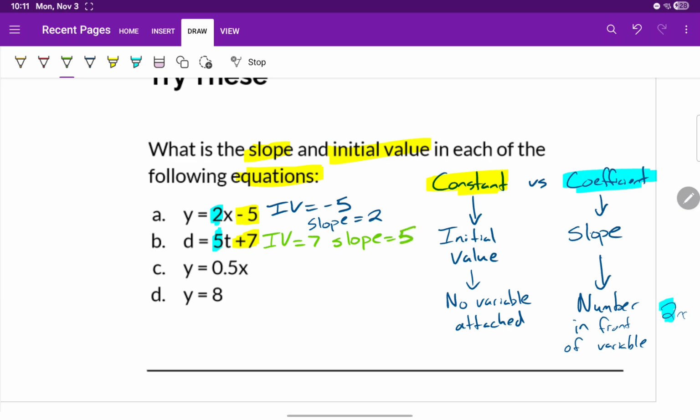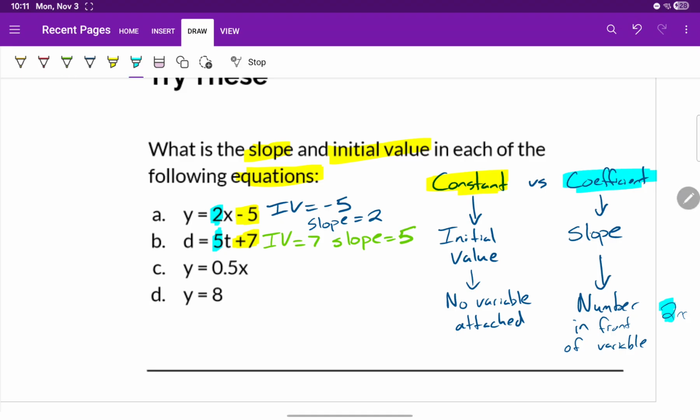Okay? The variables don't really matter in this case. It doesn't really make a difference here. When x's and y's are in play, it's a little more important, and you'll see that in our next unit, but d and t, distance and time, not really a big deal.